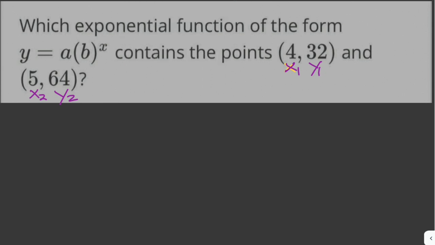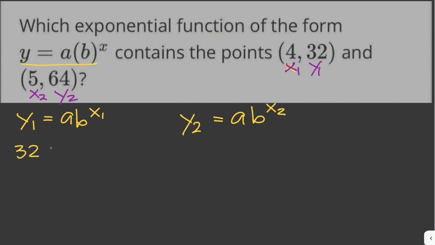So we can form 2 equations here in this form. So y sub 1 is equal to a times b to the x sub 1, and then the other one is y sub 2 equals a times b to the x sub 2. So let's plug in all the values into the equation. So y sub 1 is 32 equals a b to the 4th. Then y sub 2 is 64 equals a b to the 5th.